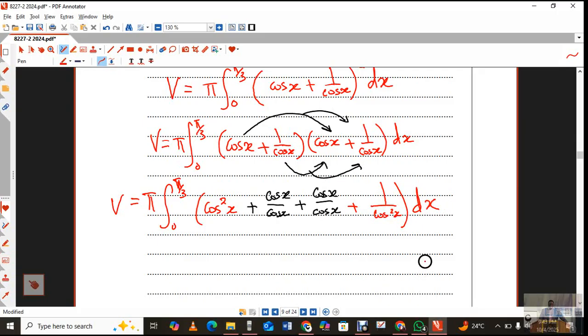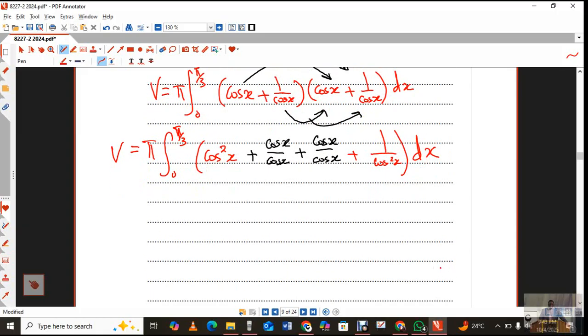We're still busy with the algebra. Can you believe it? Right, let's clean up and see what it is that we are getting. The volume is equal to pi between 0 and pi over 3. And then I'm going to write the red part first. Cos square x plus 1 over cos square x plus 2.